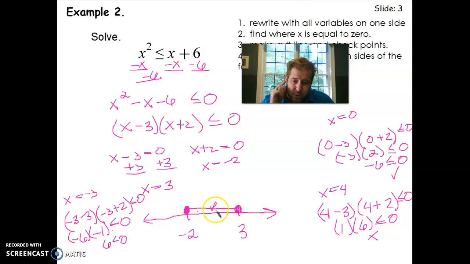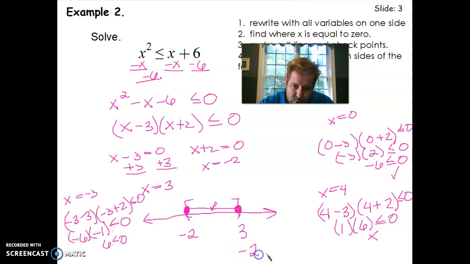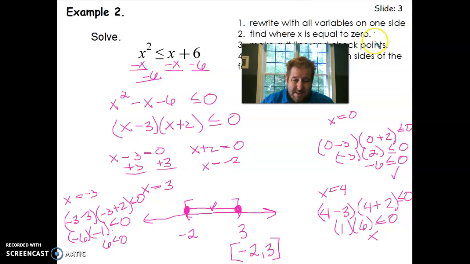So our only solution is all the numbers between negative 2 and 3, but also including negative 2 and 3. So it's going to be including, which means we use brackets and not parentheses. So here is our solution set. We've got negative 2, comma, 3, in brackets. That is our solution right there. Now, if you use parentheses, once again, that means it's not including that point, but it is including because it's less than or equal to.